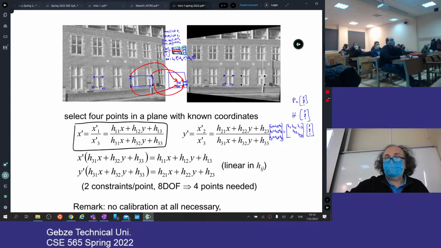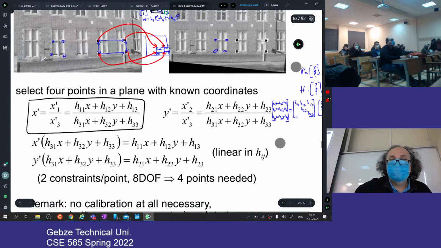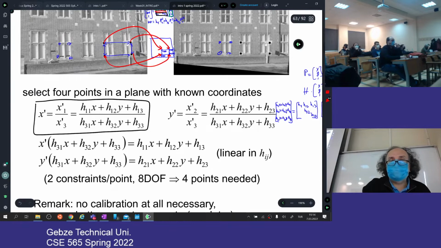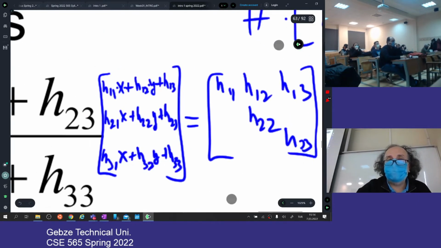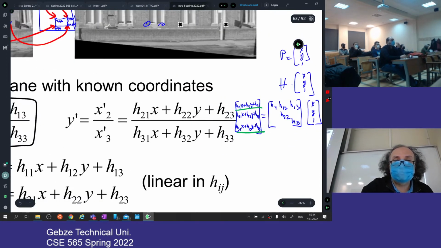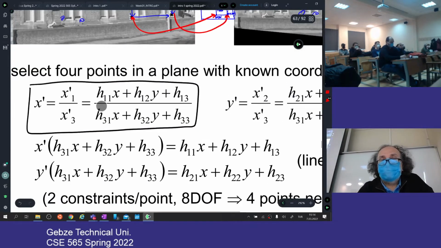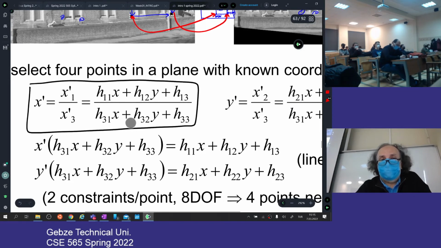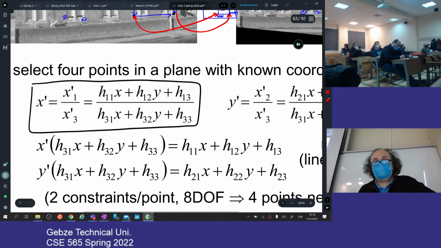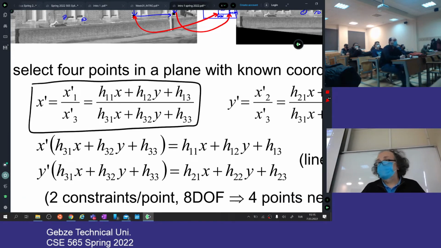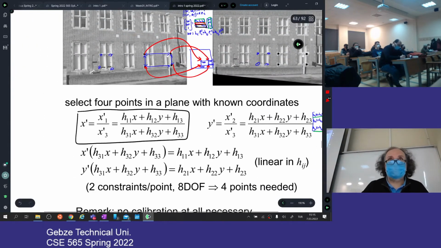Okay, but if I like to go from homogeneous point to the non-homogeneous point, this is what you need to do, right? You need to divide this by this. I am going to divide H11x, H12y, and H13 by the third one, right? So that will give me my x prime. X prime is the non-homogeneous point on the right image. So that's what the equation says.